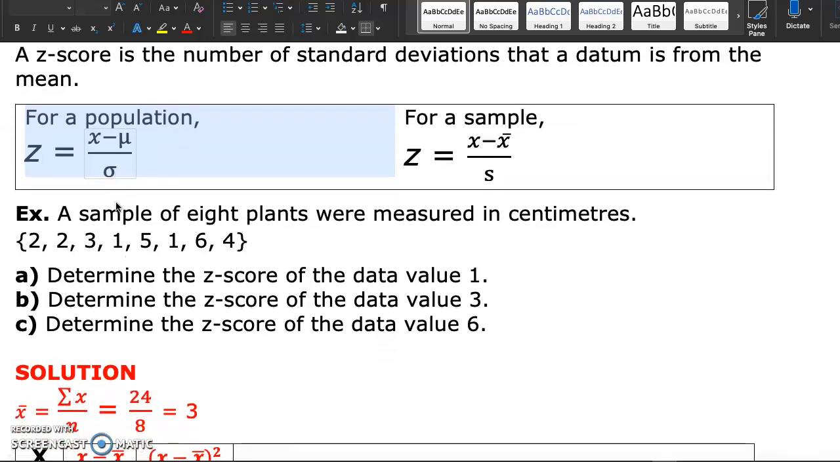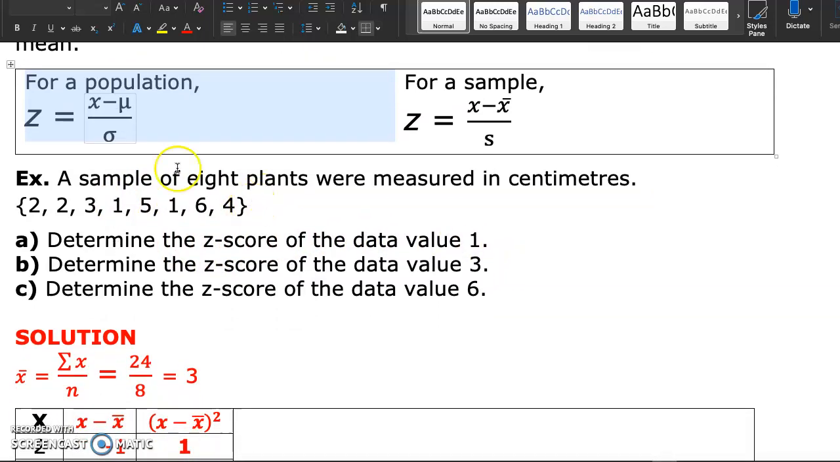So let's take a look. A sample of 8 plants were measured in centimeters. Determine the z-score of the data value 1. In order to calculate the z-score, we have to know x minus mu, so we will need the mean of the set. In this case, we have a sum of 24, and there are 8 elements. So the mean is 3.